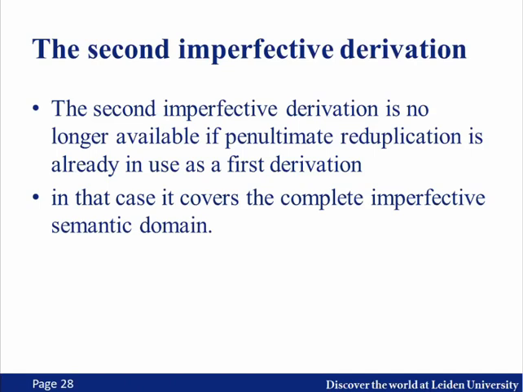The second imperfective derivation, that is always the reduplication of the penultimate. And because of that, it is clearly no longer available if the penultimate reduplication is already in use. That's the first derivation. There's the strong tendency not to have the same formation twice in the Iraqw verb. So in those cases, with those verbs, the second imperfective doesn't exist. That doesn't give a problem because the first imperfective will always cover the complete imperfective semantic domain. So you can still say all these things. You don't have a dedicated way to express that.